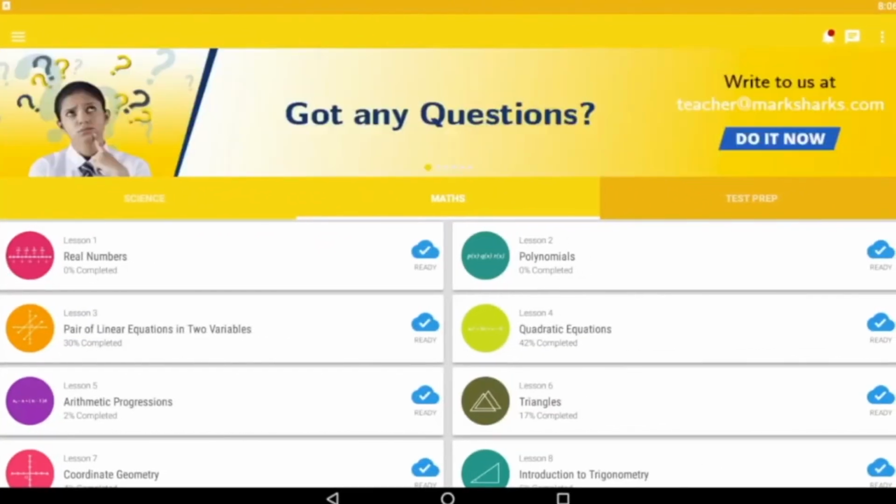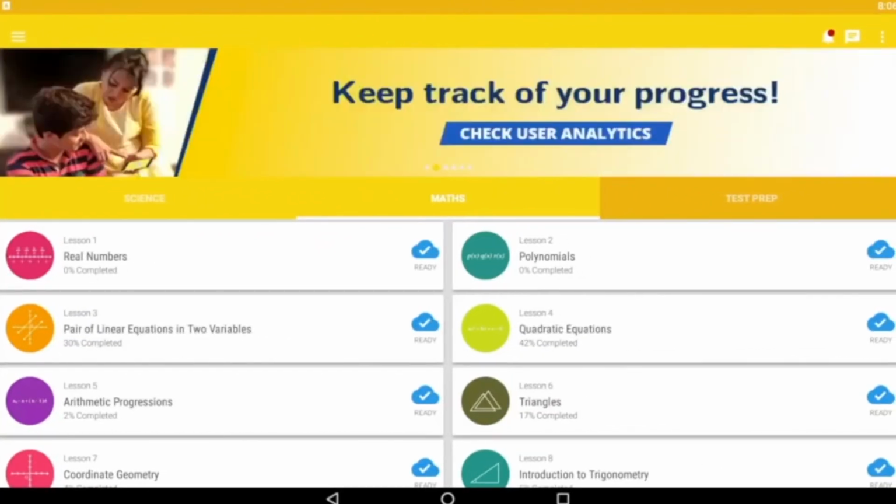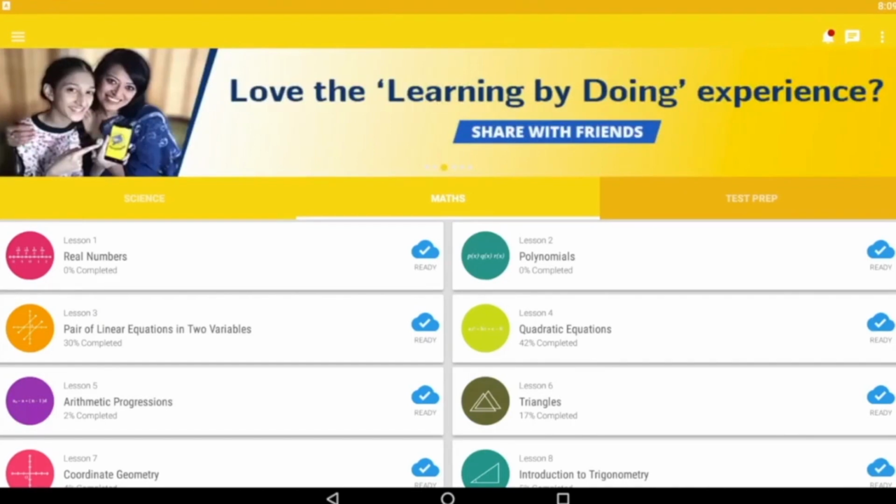And that's pretty much the tutorial. Pretty simple, easy, and self-explanatory. I hope this helped you guys.